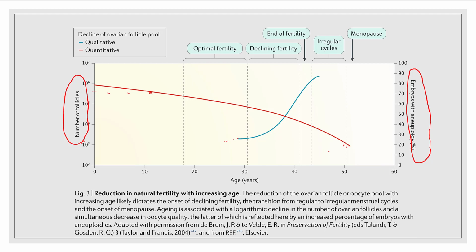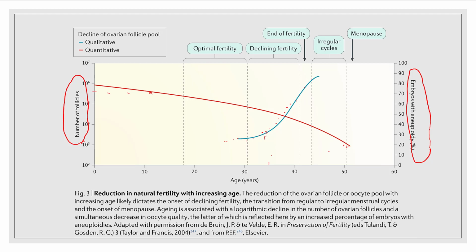And then your number of follicles, while it is coming down, the risk of having an abnormal baby increases gradually. You can see by around 35 years it starts increasing. That is why we plan all our prenatal diagnosis for Down syndrome and everything around 35 years. It was the traditional cutoff.